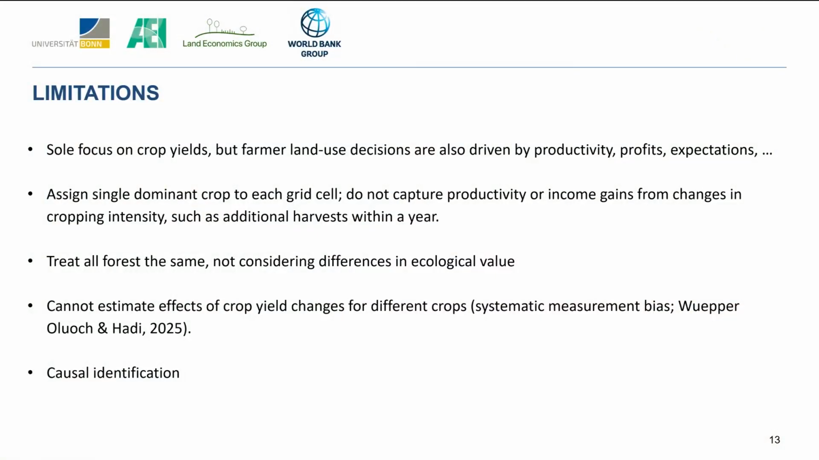And then to wrap up, limitations. We have a lot of limitations. The first limitation is that we're focusing on crop yields alone. We are not focusing on productivity. We are not focusing on profitability. We're not focusing on expectations. All these things that we know drive farmer behavior in the tropics, we are very narrowly only looking at crop yield. We only assign a single dominant crop per cell. And it's not even a high resolution, error-free measure, but a very coarse measure of what we think the crop is, and there's obviously measurement error in this.